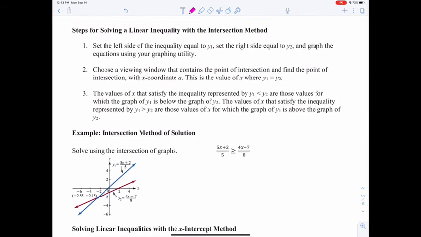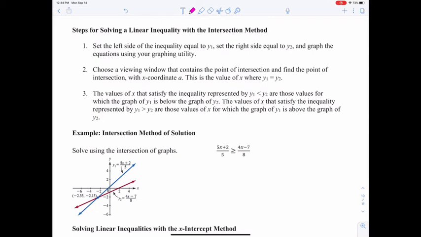So steps for solving a linear inequality with the intersection method. So this is graphically. Set the left side of your inequality equal to y1. So in other words, you're going to get one equation there. And the right side equal to y2. It's another equation. And graph those two equations using your calculator. Like I said, I'm not going to test you on any of the ones that you need to use a calculator for. But you can check them out if you want.